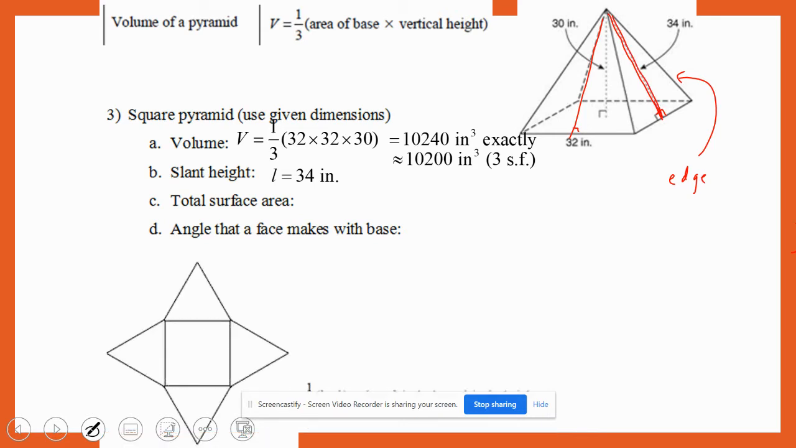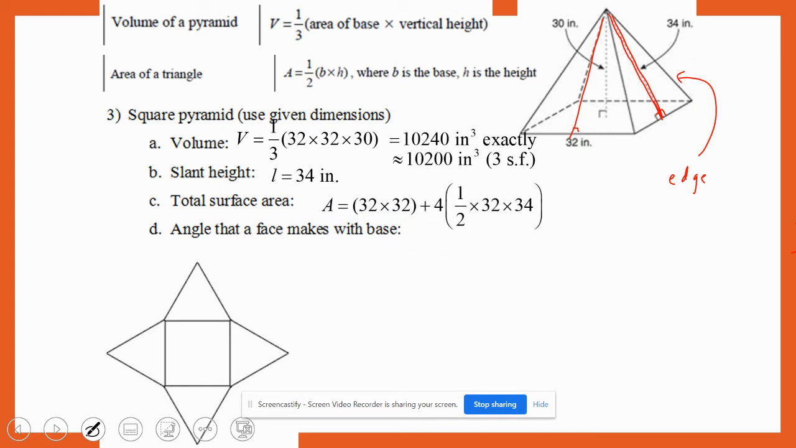And the reason we need to know that is when we're finding the total surface area, we can add up all the triangles, and that slant height is important for finding the area of that triangle. So in this case of this shape, we have 4 different triangles plus the base.